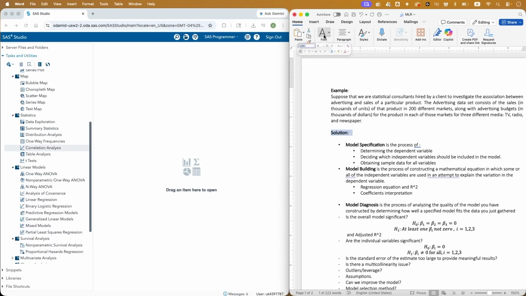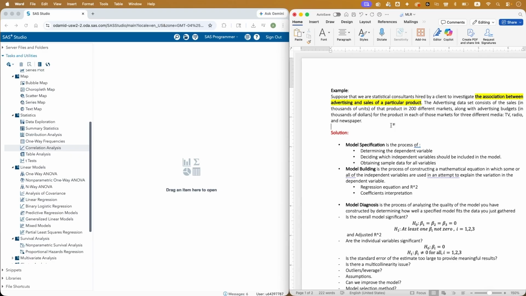Suppose that you are a consultant and you are hired by a client to investigate the association between the sales and the advertising. So you are hired to do one big thing, which is to study the association between the advertising and the sales of a specific product. The advertising data contains the sales in thousands of units, so we are measuring the sales in terms of quantities. We have 200 different markets.